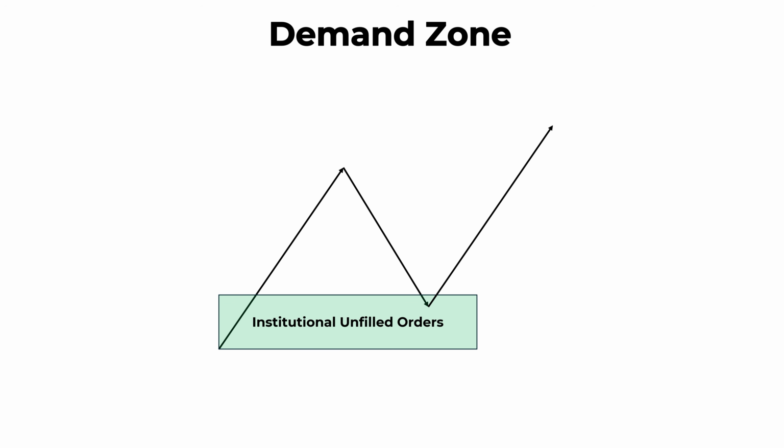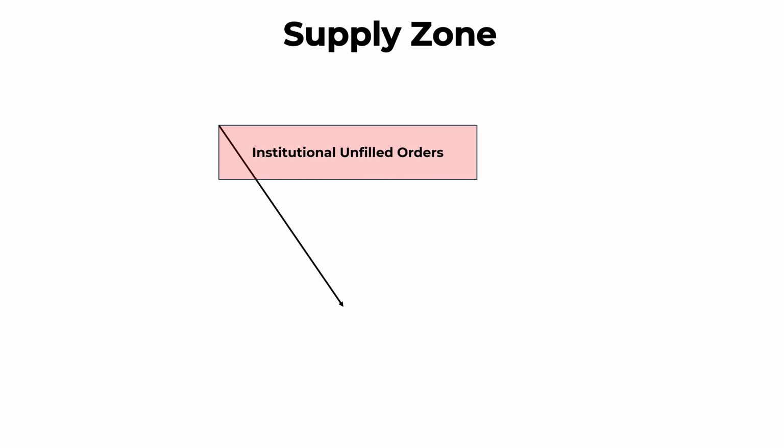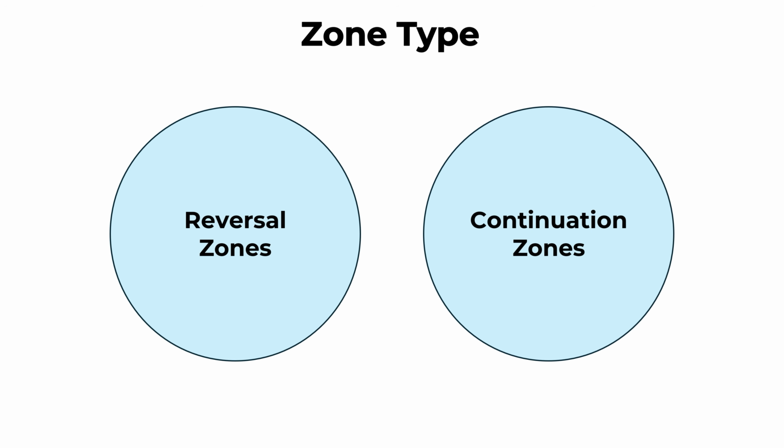In the same way, we can define a supply zone as an area where the composite operator has executed part of its large short position in the recent past, and therefore it provides an opportunity to execute another part of that position at a premium price during the formation of a trend. There are mainly two types of supply and demand zones, the reversal zones and the continuation zones. Let's study the reversal zones first.